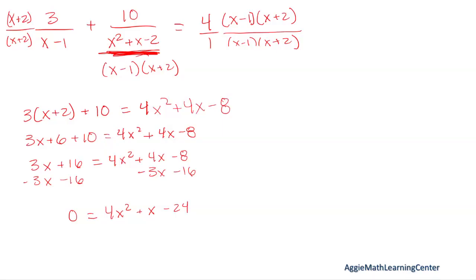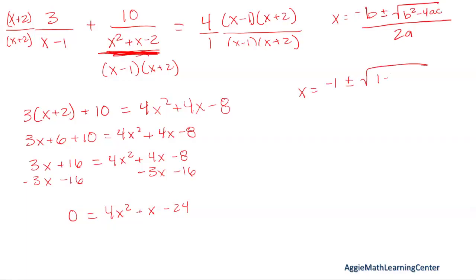Okay, so our quadratic formula is that x equals negative b plus or minus the square root of b squared minus 4ac, all over 2a. So you get negative 1 plus or minus the square root of 1 minus 4 times 4 times negative 24. Beautiful. All of this over 2 times 4.